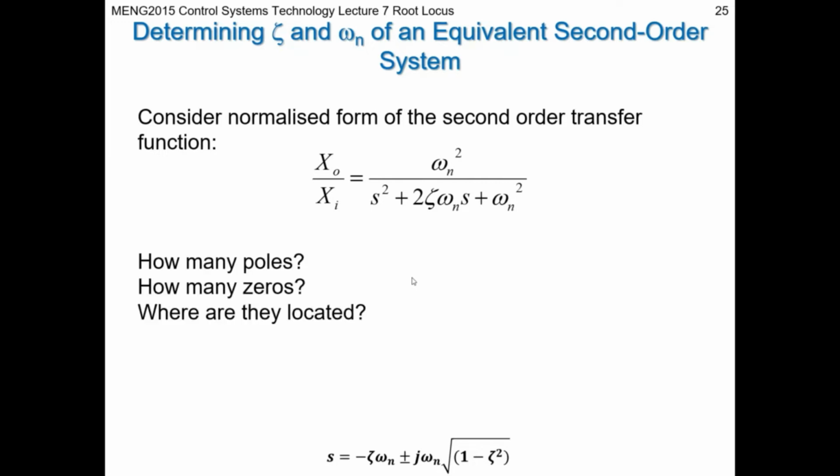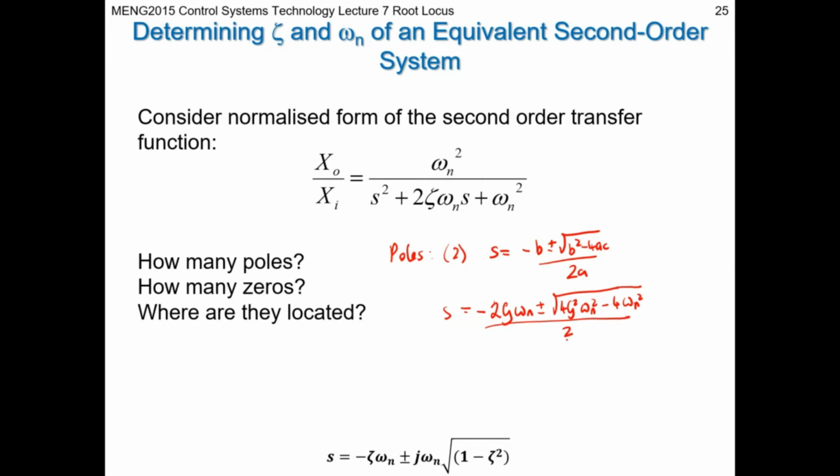All right, now, what are the roots of this second order transfer function? The poles, and they would be at the value of s equals minus b plus or minus root b squared minus 4ac. So s equals minus 2 zeta omega n plus or minus square root of 4 zeta squared omega n squared minus 4 omega n squared, right? And all of that over 2. We can cancel the 2's here for the real part.